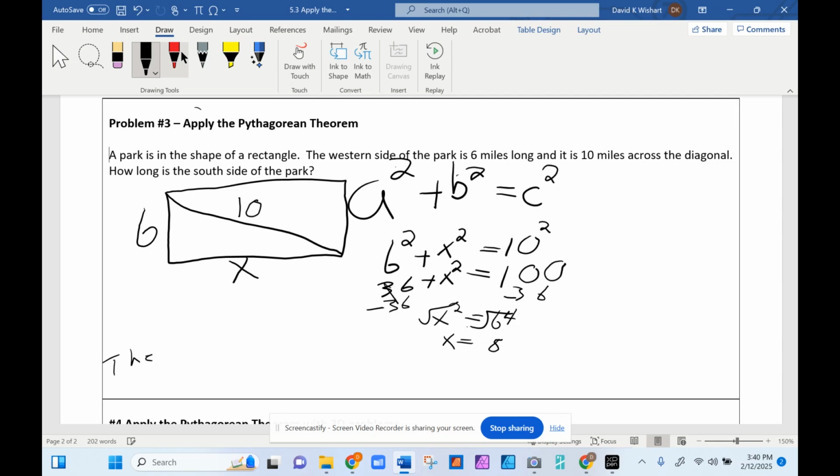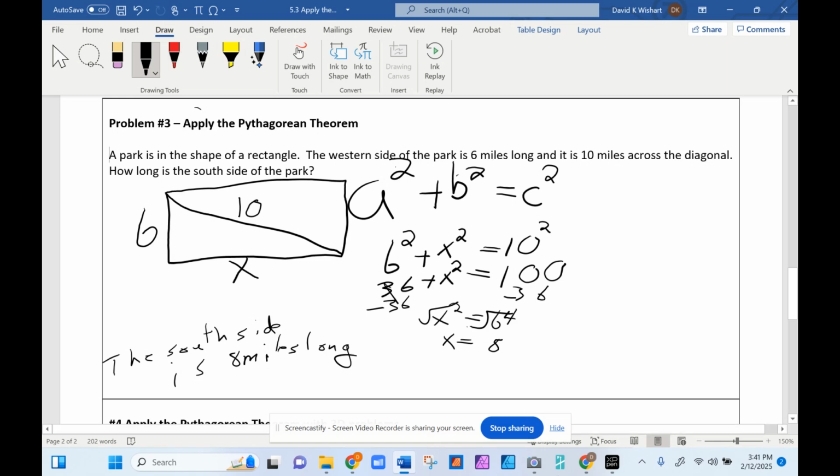The south side is 8 miles. Golly, this is brutal. Long. Ugh, that was awful.